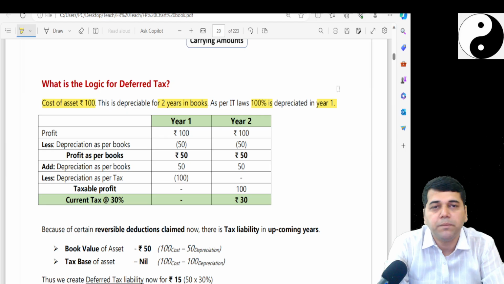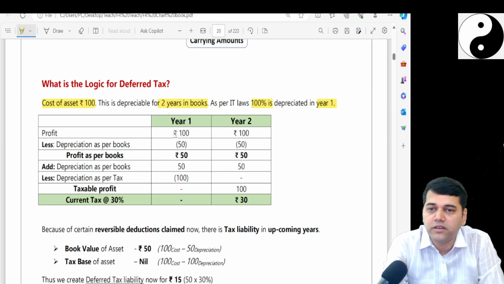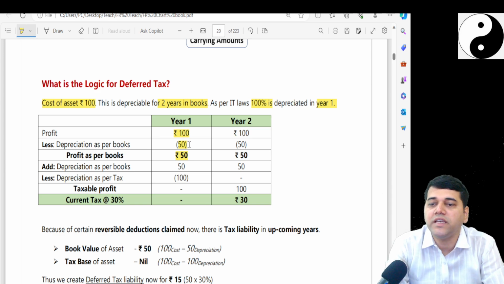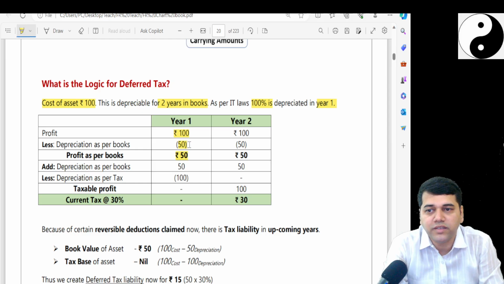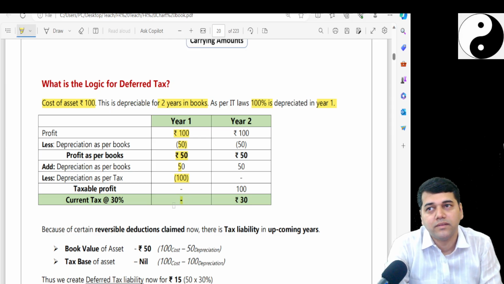Now let me prepare the P&L account. I get the profit this much, say whatever, EBITDA or whatever. I deduct the depreciation 50 and I get PAT 50. Now I need to calculate the income tax liability. So for this, I will add back whatever depreciation I have claimed in the P&L, and I will deduct the depreciation as per tax. So what is my tax liability? 0. I'm happy. But that happiness will not last long.